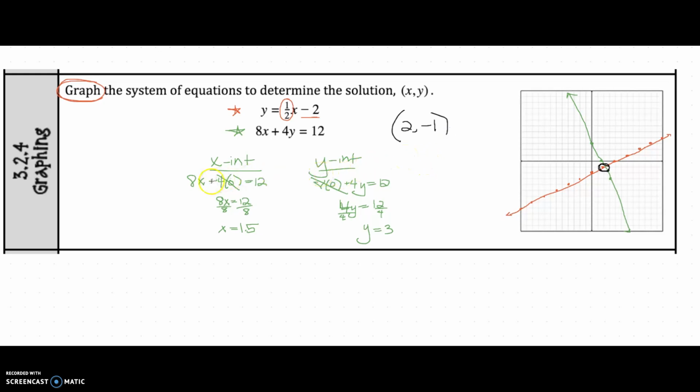So this video just went over 324, which is graphing a system of equations.